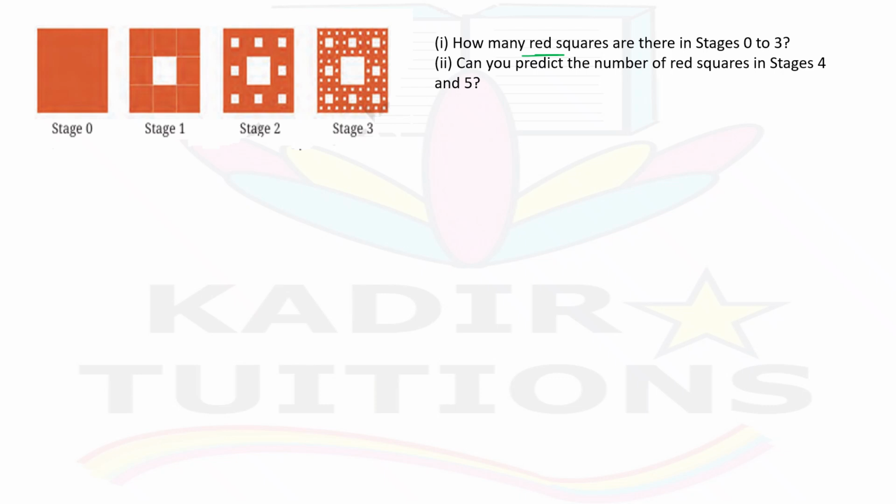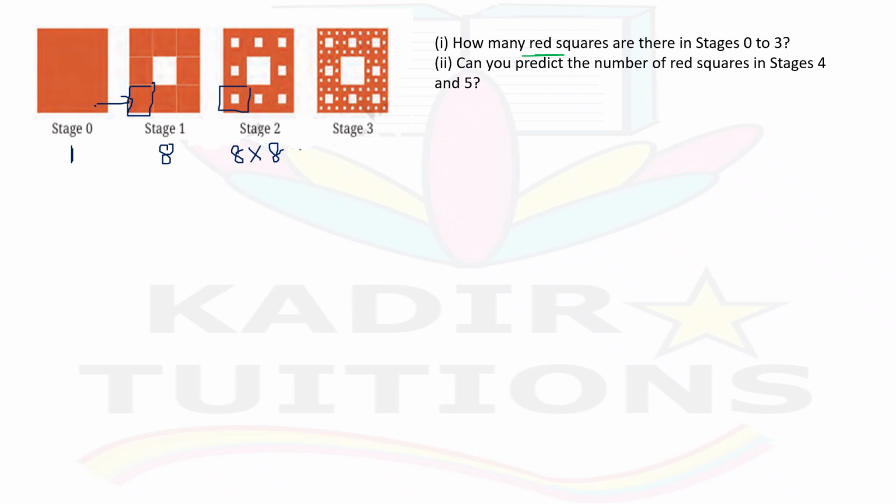So by seeing stage 0, how many red squares are there? One red square. By seeing stage 1, how many red squares are there? This one red square is going to be converted into totally 9 squares. But among 9, one we have removed. So the remaining 8 red squares are there, right? Yes, so you can make it as 8. And in stage 2, each of these red squares is divided into 8 more red squares. Then totally we have 8 small squares, and each of the 8 small squares is going to be divided into 8 more squares. So 8 into 8, 64.